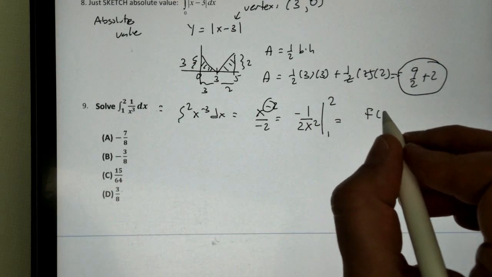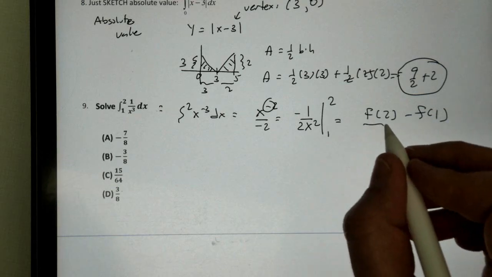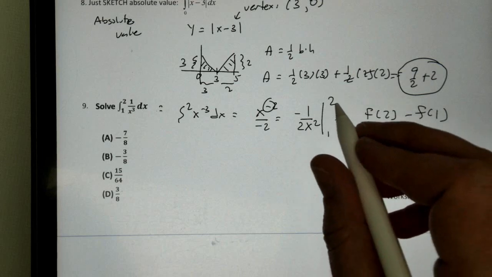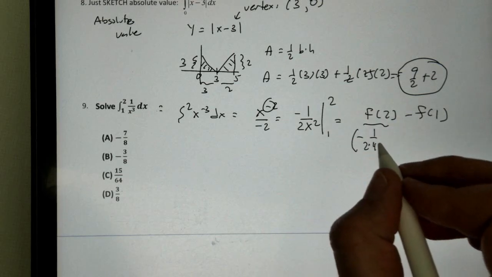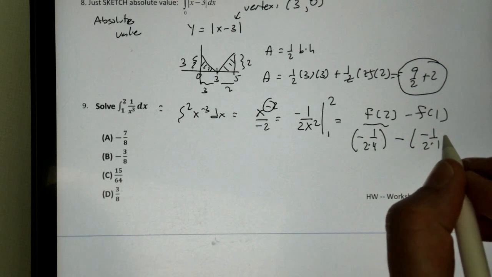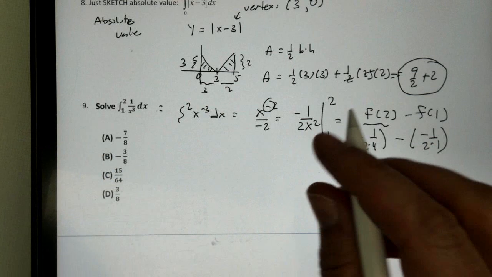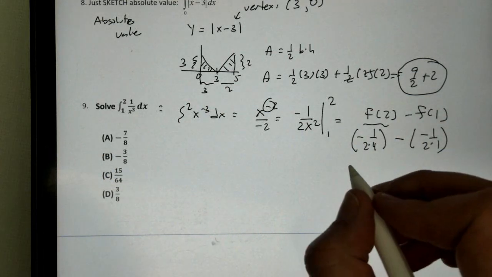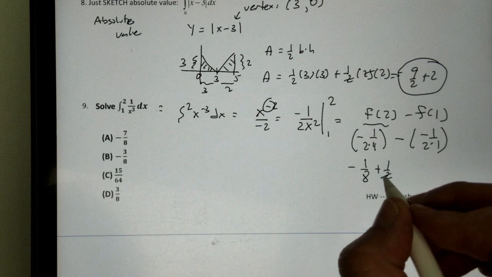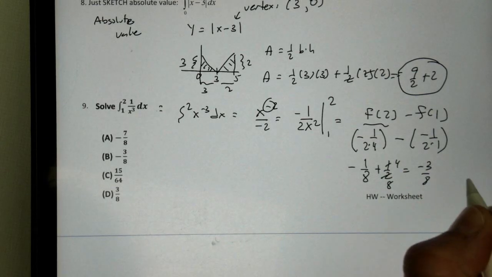Using your FTC, f of 2 minus f of 1. Plugging in the 2, we get negative 1 over 2. Square it, we get times 4 minus a negative 1 over 2 times 1. Now, normally we say don't simplify, but this is multiple guess, so we kind of have to. So what do you get here? Negative 1/8 plus a half. Common denominator is 8, which makes that a 4. We get negative 3 over 8.